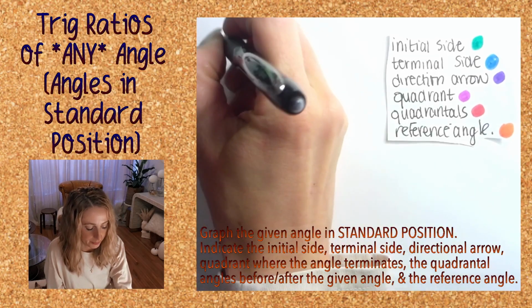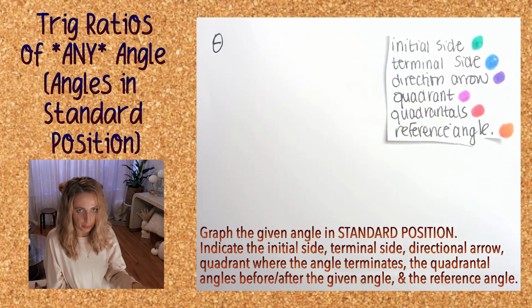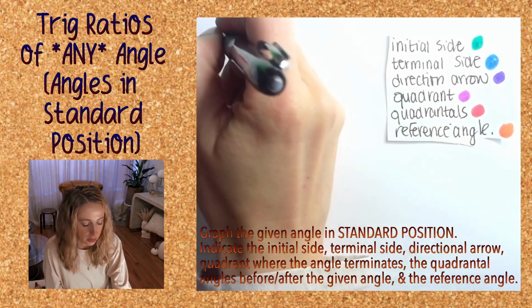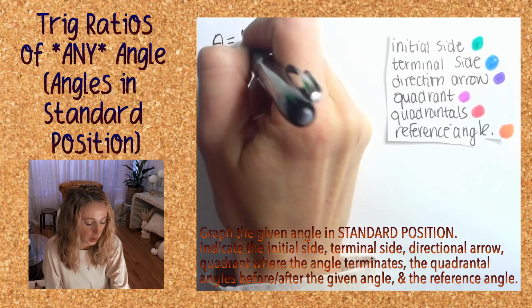So let's get started. Again, if you need some background and support on what all these things are, what I'm referring to in the directions, please go watch the video where I did the 2 degrees, 120 degrees and 560 degrees. You'll find it. All right, I'm going to start my first angle, theta. Theta, our unknown angle, is 7 pi over 6.